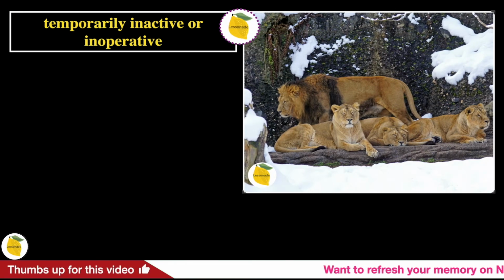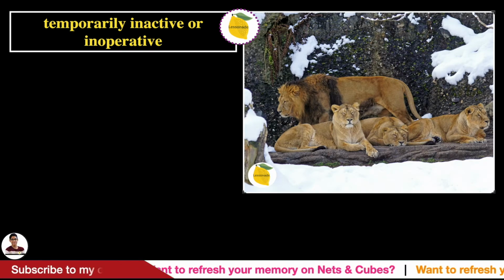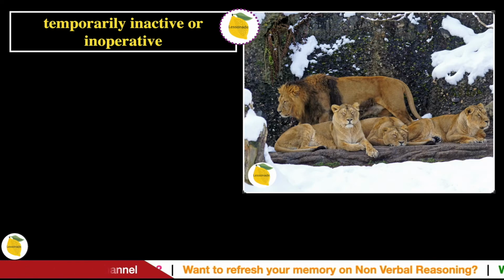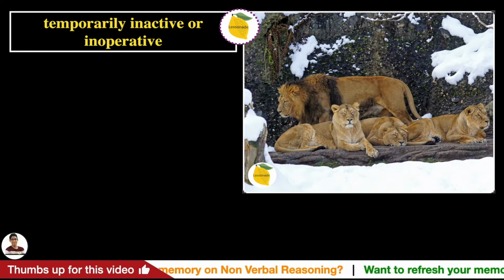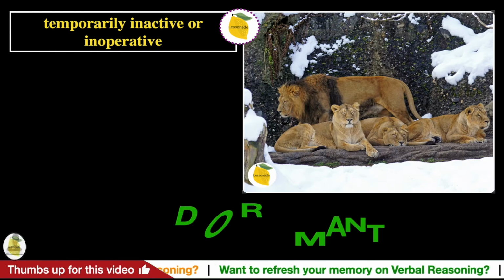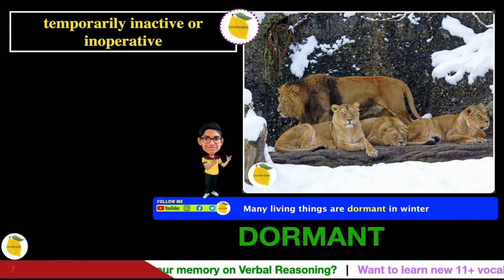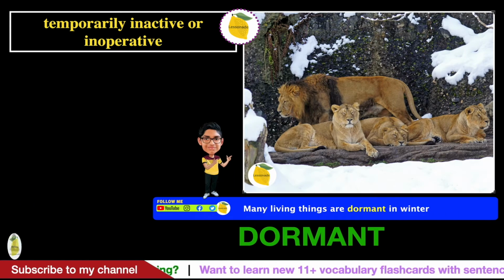The next one is temporarily inactive or inoperative. In this picture, we can see the lions are tired, and therefore they're temporarily inactive or temporarily inoperative during winter. And therefore the word will be dormant. And the sentence for this word is many living things are dormant in winter.